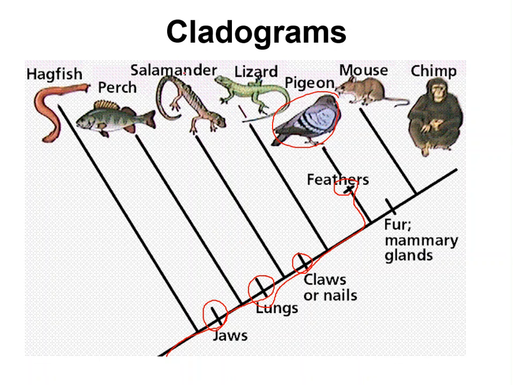What features does a salamander have? Well, it has jaws, it has lungs, but then it breaks off before the evolution of claws or nails. So it does not have claws or nails, it does not have fur or mammary glands, and it does not have feathers, right? So that's how you would read these, and that's how you would determine the structures that these had and the evolutionary relatedness of the species.